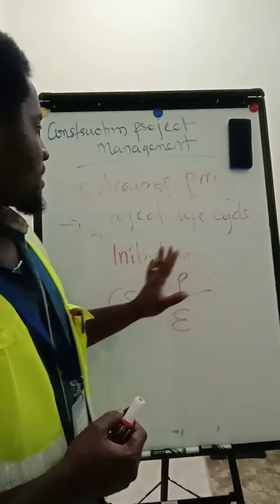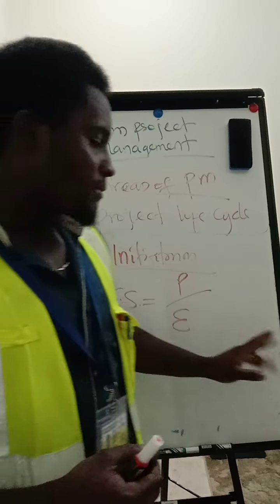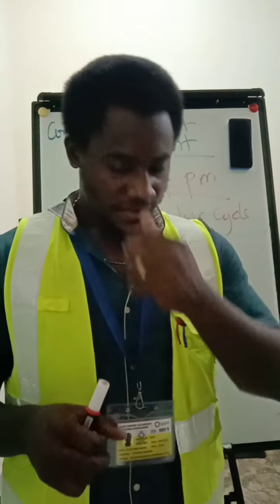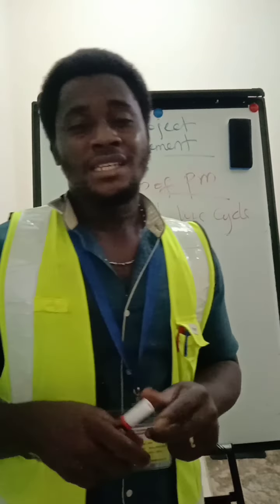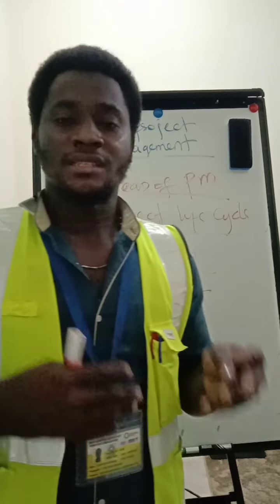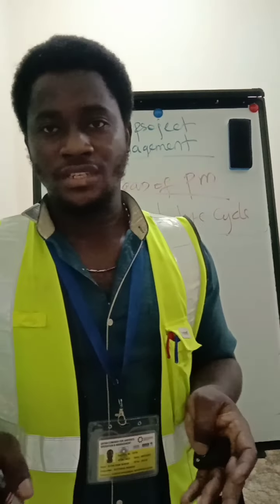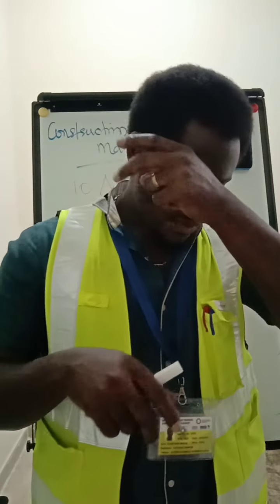Number one, we state the different triple constraints, that I've explained already: the scope, time, cost, and quality. Next, we move to developing a project charter. So developing a project charter here, we will be discussing the different team members that will be needed in executing the different activities in the project, as well as their different responsibilities in the project.